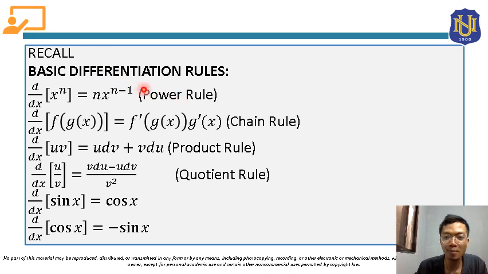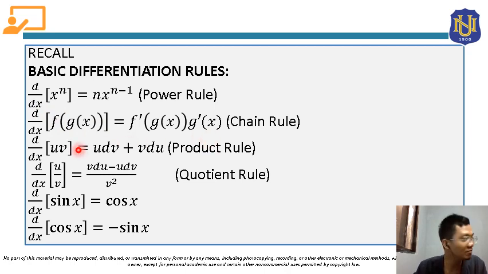Okay, so you have to recall the power rule. For the power rule, the derivative of x raised to n will just be n times x raised to n minus 1. Now for the chain rule, we use it for the derivative of a function wherein inside that function there is another function. The derivative of f of g of x will multiply further by the derivative of the function inside. So that is for the chain rule.